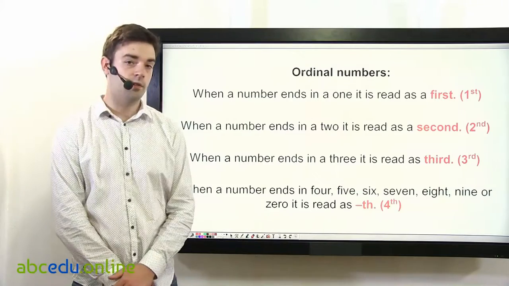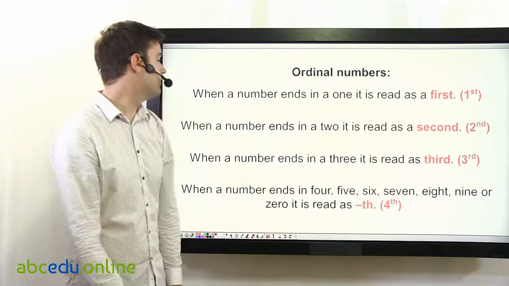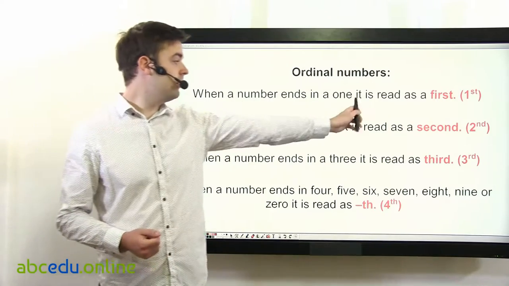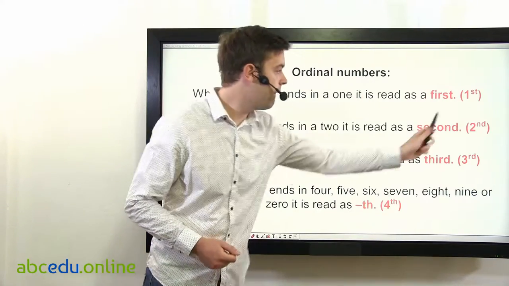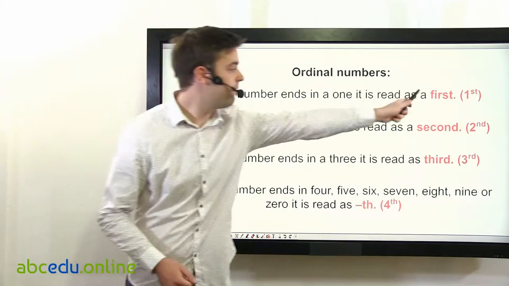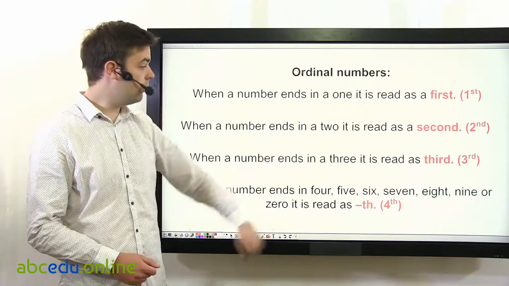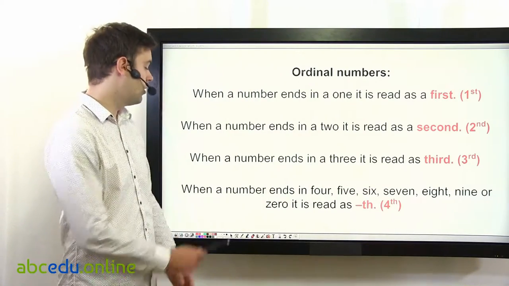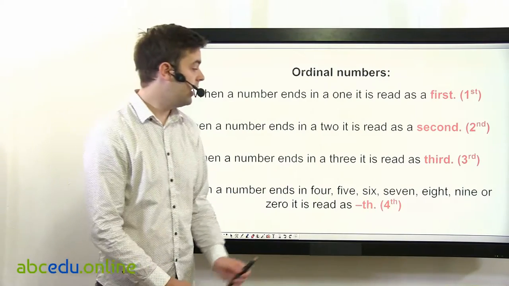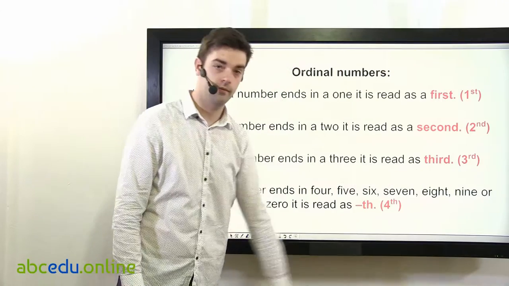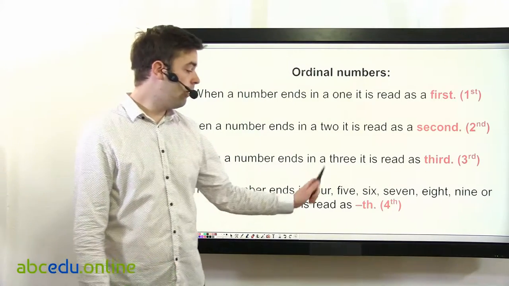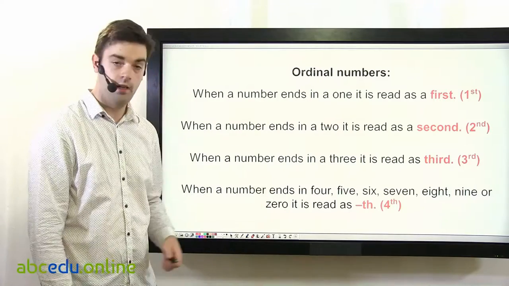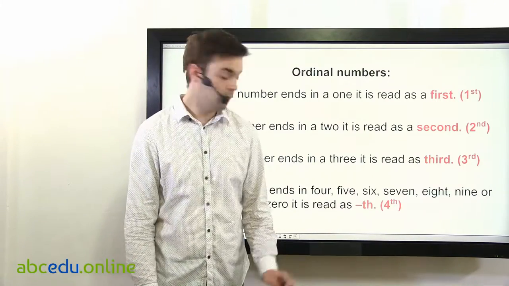So we've looked at the cardinal numbers. Let's have a look at the ordinal numbers. So the ordinal numbers represent the distribution. When a number ends in 1, it reads as first. When a number ends in a 2, it is read as second. When a number ends in a 3, it is read as third. And when a number ends in a 4, 5, 6, 7, 8, 9, or 0, it is read with a "th". So, for example, fourth.